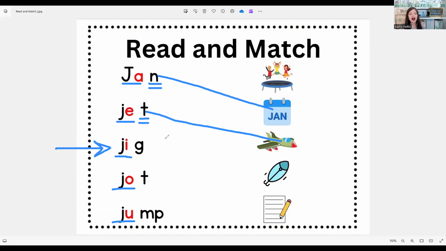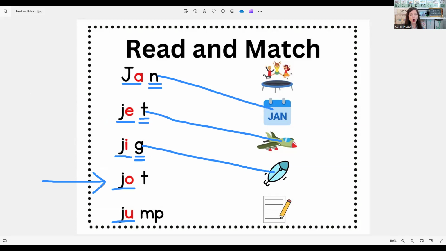Next, J-I. J, i, jig, jig, jig. Draw a line to the fishing hook. It's also called a jig.